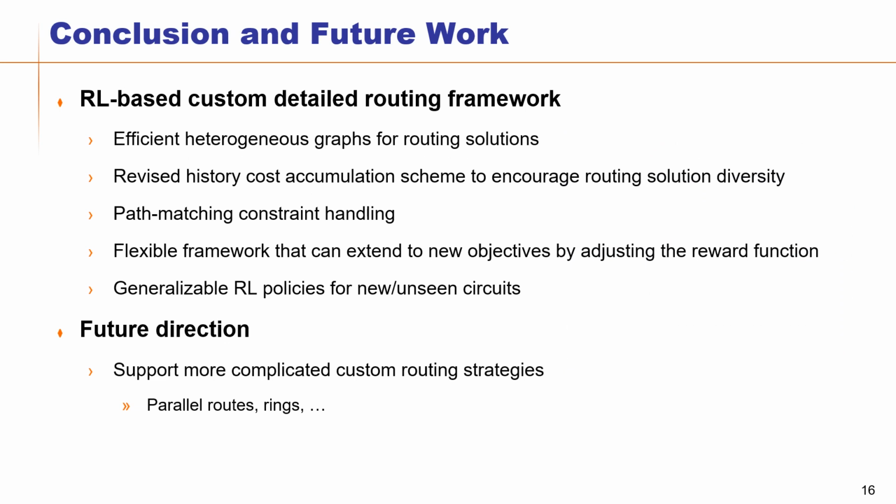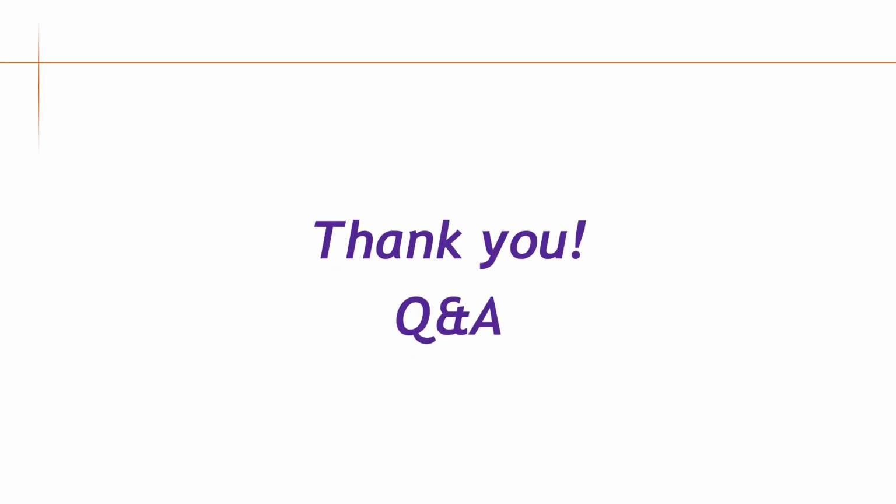Okay, for conclusion, in this work, we propose an RL-based custom detail routing framework with efficient heterogeneous graph representation for solution modeling. And then we show that it's good at solving path matching constraints, and it's flexible to extend to new objectives by adjusting the reward function. And most importantly, it's generalizable. For future direction, we want to target more complicated custom routing strategies. Thank you.